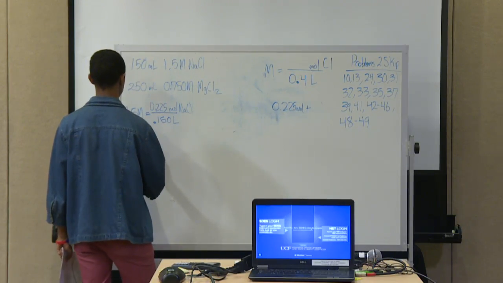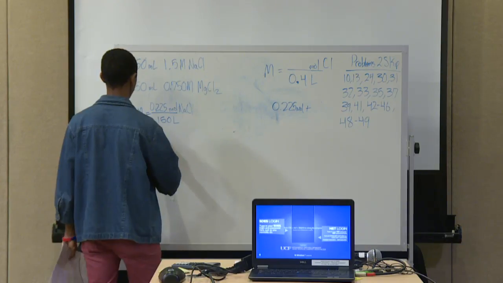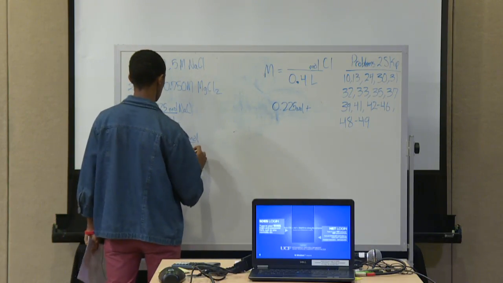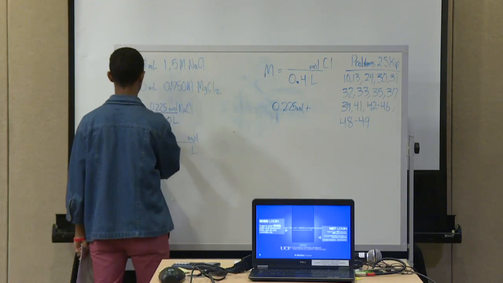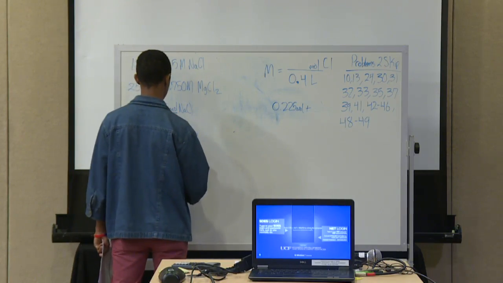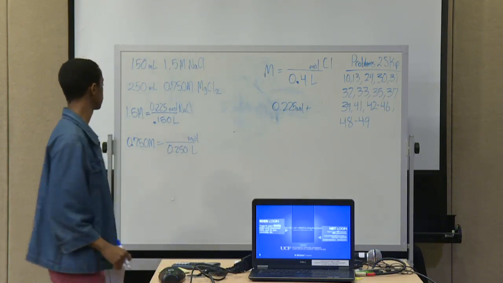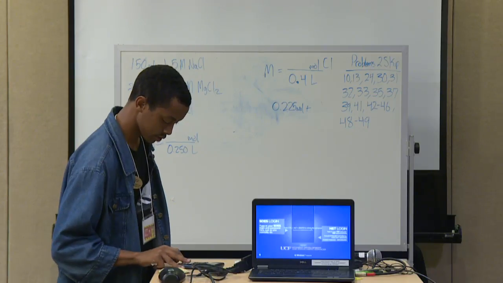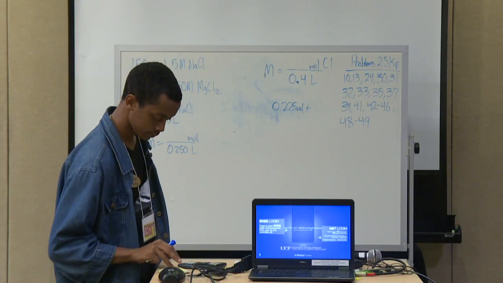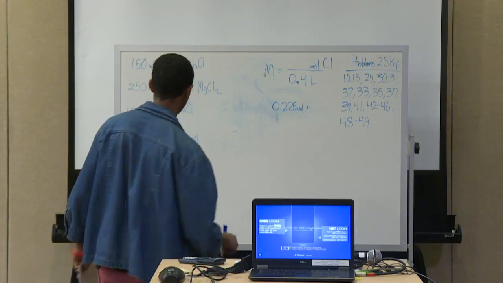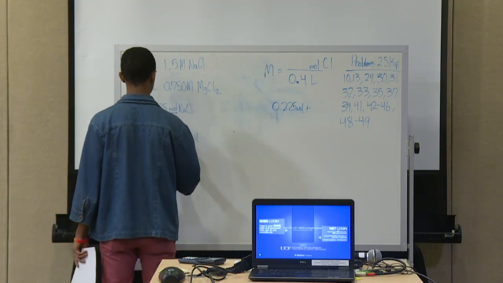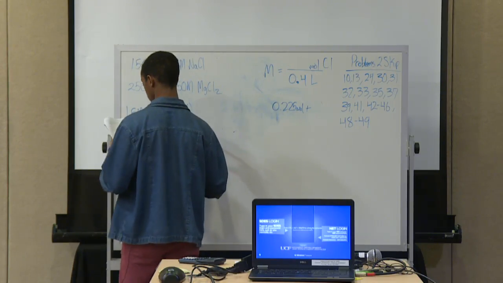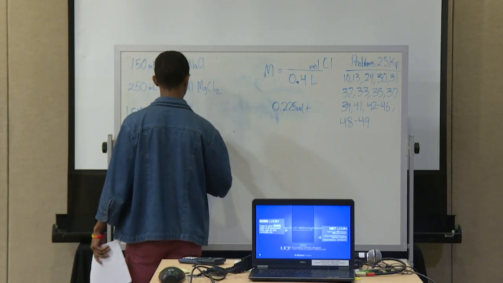Second answer is 0.750 M equals some amount of moles over liters. I have the liter value. So now I can do 0.750 times 0.250. And that's 0.1875, right? Moles of MgCl2.